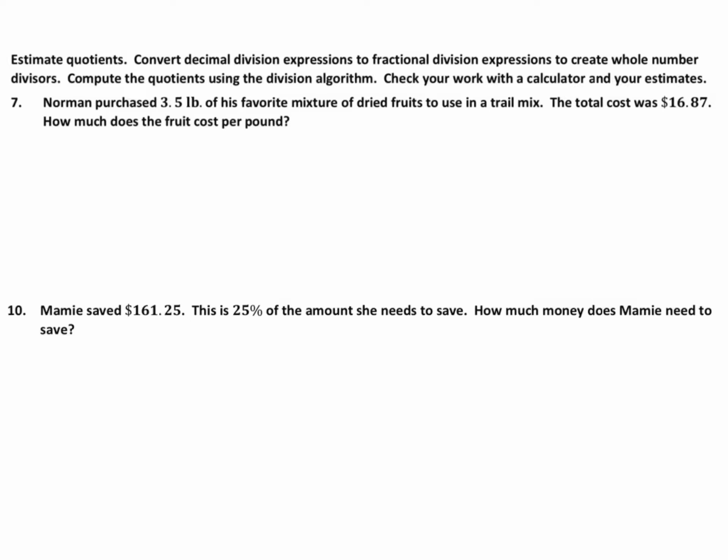To start, we have: Norman purchased 3.5 pounds of his favorite mixture of dry fruits to use in a trail mix. The total cost was $16.87. How much does the fruit cost per pound? That means cost goes on top, pounds go on bottom.